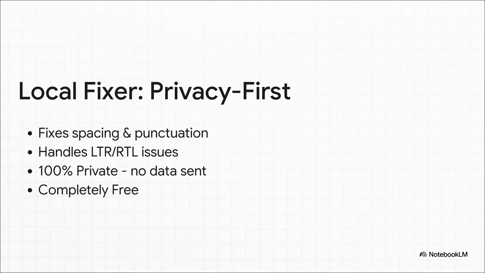The local fixer is basically your first line of defense. It instantly takes care of all those weird spacing glitches and punctuation errors, and most importantly, it fixes those right-to-left and left-to-right directionality problems we saw earlier. But you know what the best part is? It's 100% private. Everything happens right there in your browser. None of your text ever gets sent to a server. And on top of all that, it's completely free.